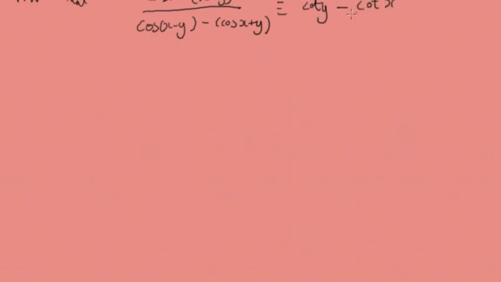Let's do another one. So to prove that 2 sine x minus y over cos x minus y minus cos x plus y is equivalent to cot y minus cot x.